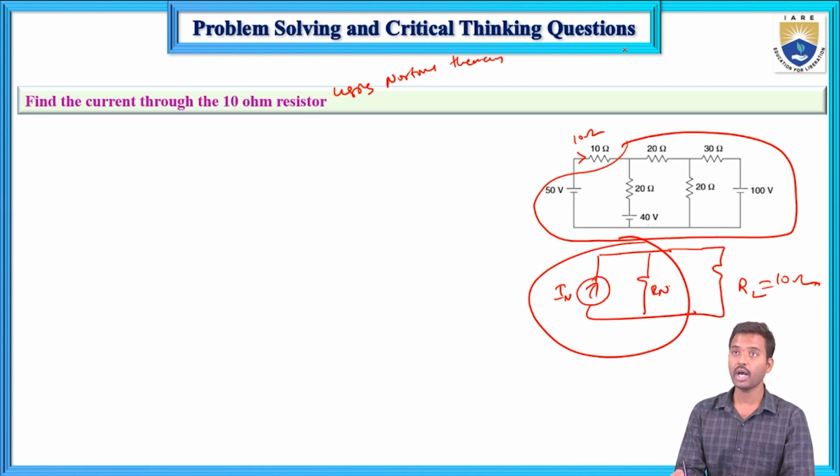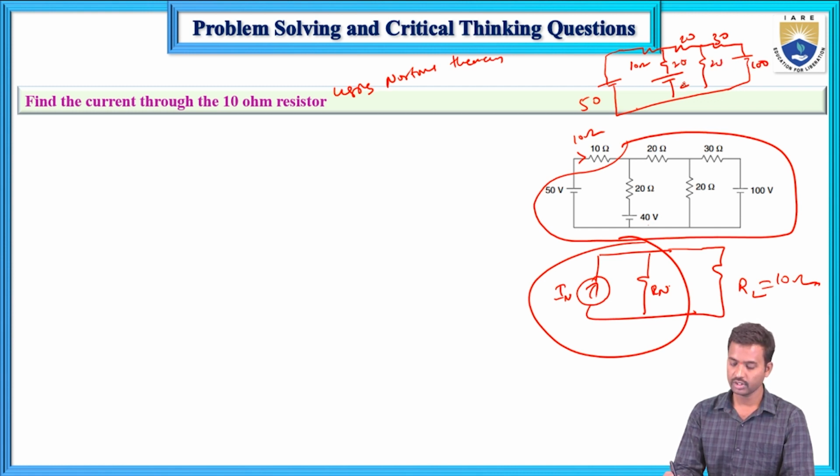The same circuit I am drawing here, and this is a voltage source and this is a resistance, and next here 100 volts, and next this one is 50 volts. Now remove the load resistance. This is 10 ohms, and this one is 20, 30 and 20. This is 20, 20, 100 and next this is the 40.